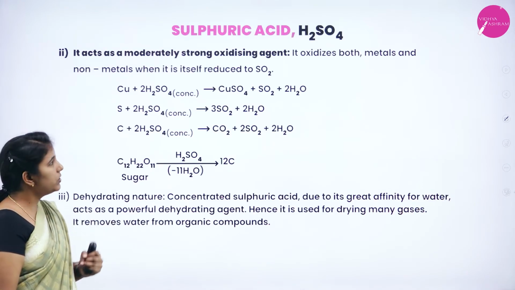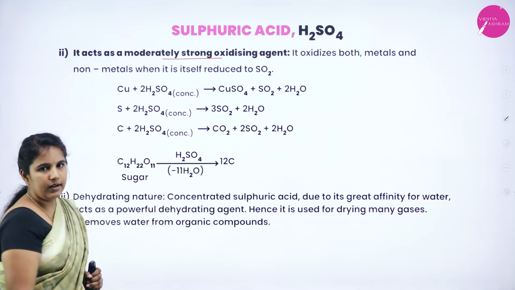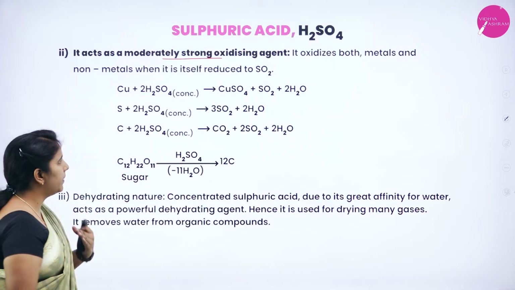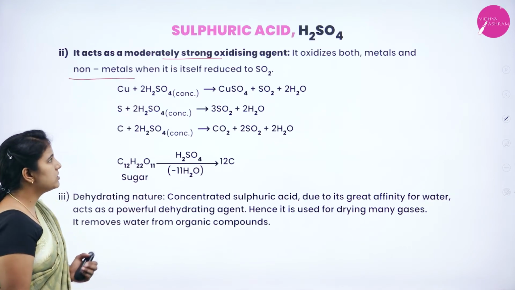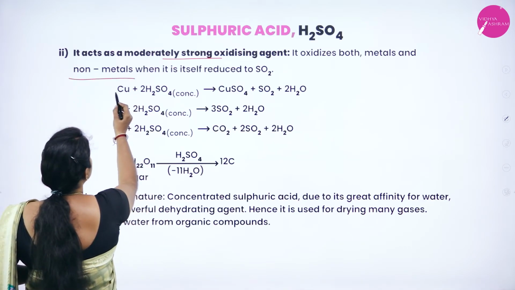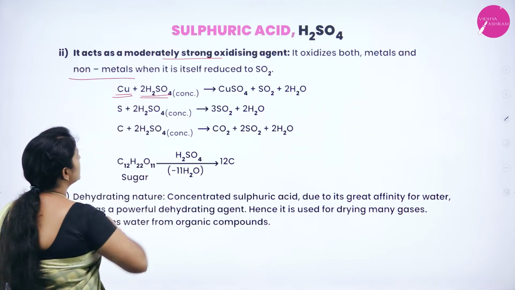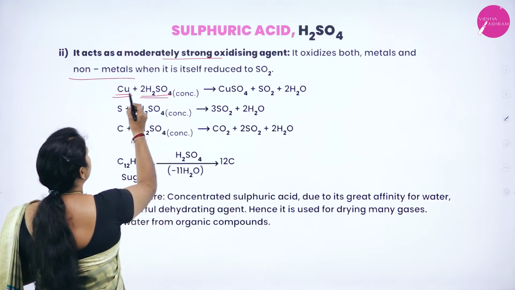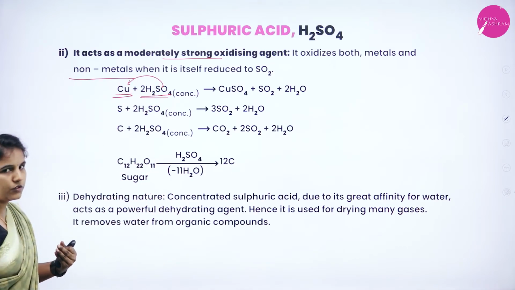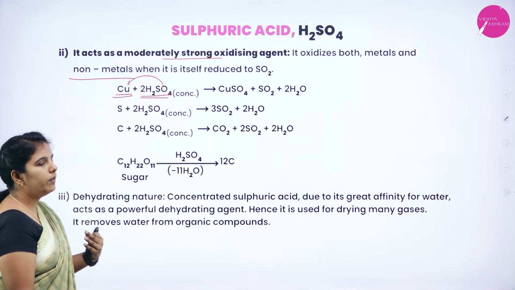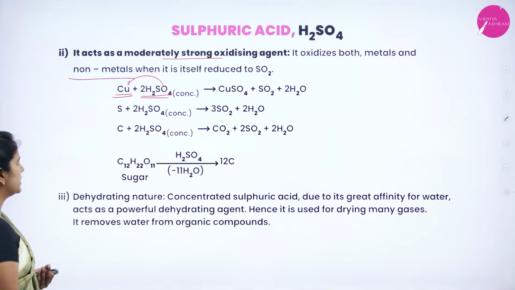It can also act as a strong oxidizing agent because it oxidizes metals as well as non-metals, and gets reduced to sulfur dioxide. You can see that copper is a metal which reacts with concentrated H2SO4. It replaces the hydrogen from the sulfate to form copper sulfate with SO2 formation, that is sulfur dioxide.